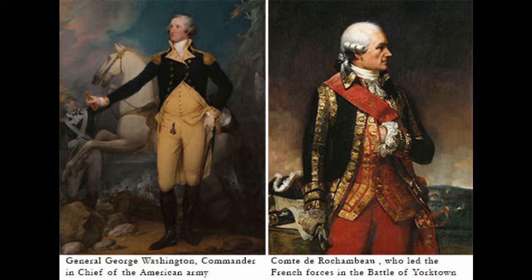First, we have General George Washington, commander of the Continental Army. We also have a French general, Comte de Rochambeau. Next, we have a French officer, Marquis de Lafayette. Lafayette was instrumental in gaining French support for Washington's Continental Army. Remember, the English and the French had a long-standing rivalry.